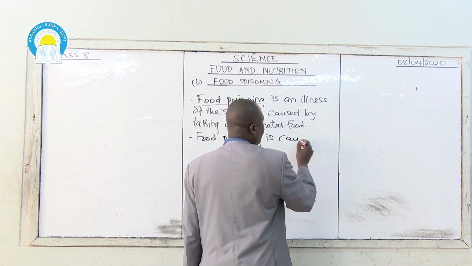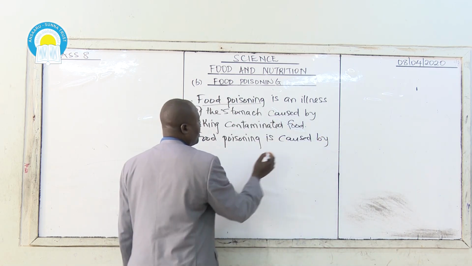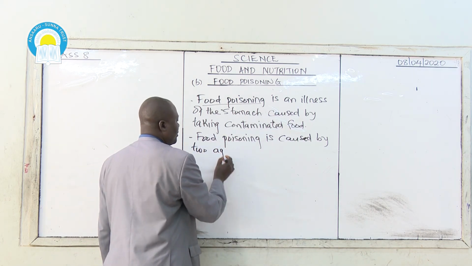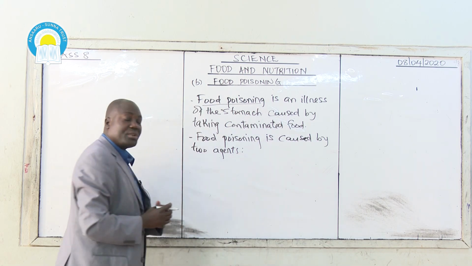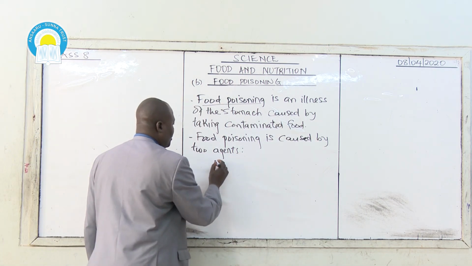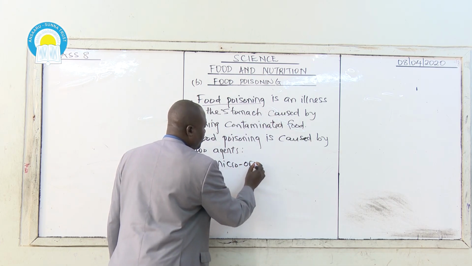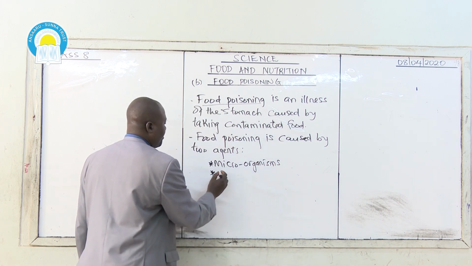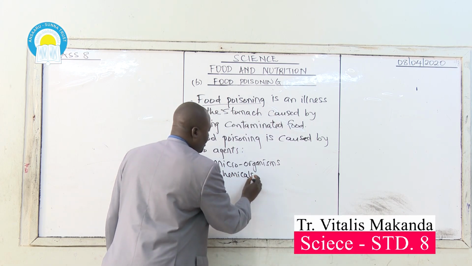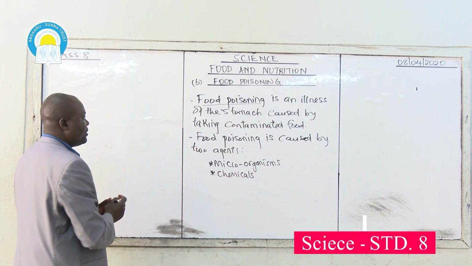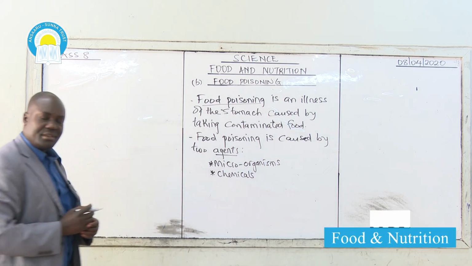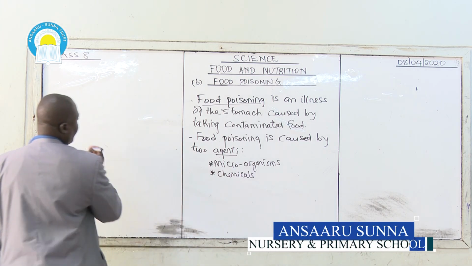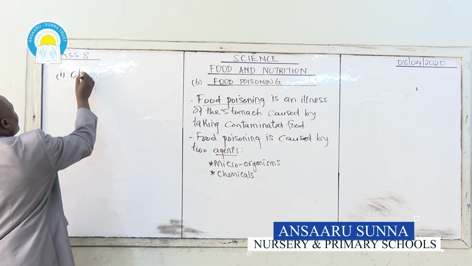Food poisoning is caused by two agents, which are microorganisms, and then also chemicals. Those are the agents that can cause food poisoning. Straight away, let us start with chemicals.